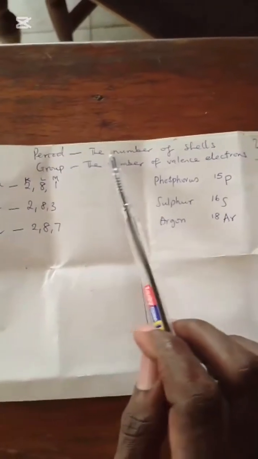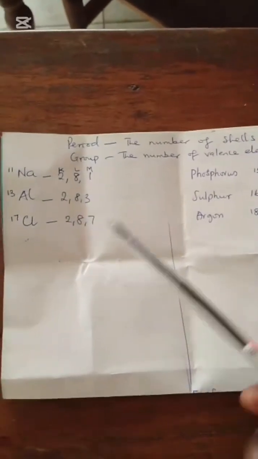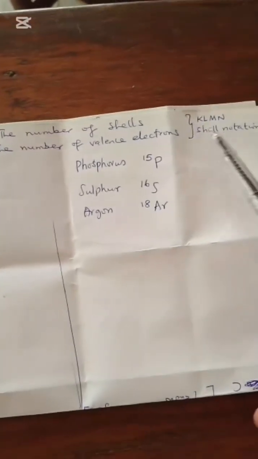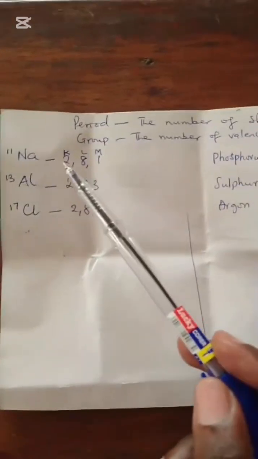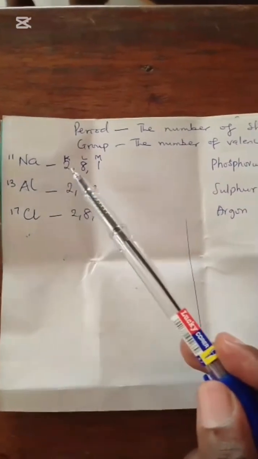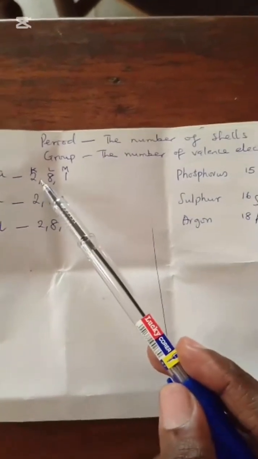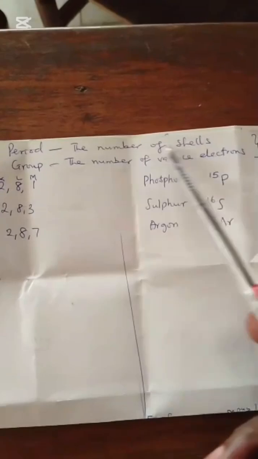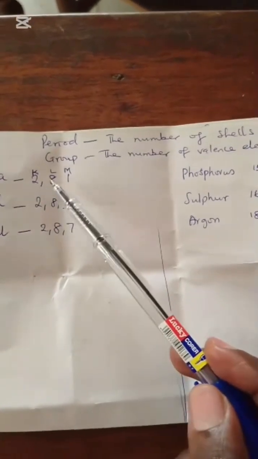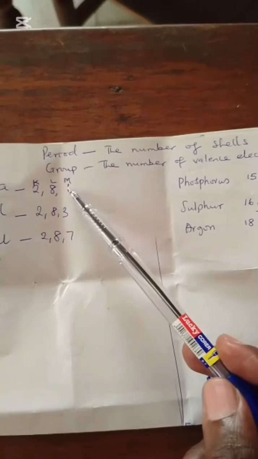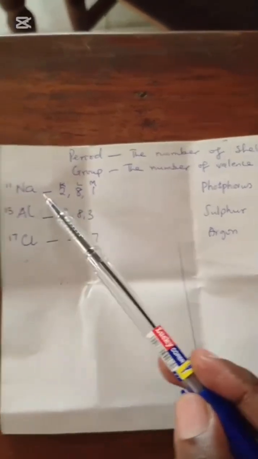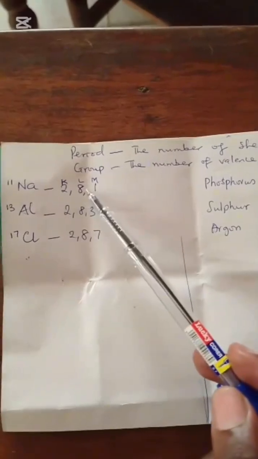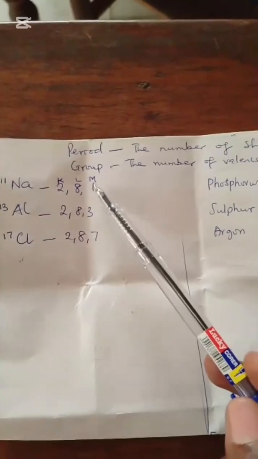Okay, so let's have a little background. Now the period, I want us to be able to predict the period and group it belongs to. So if we use the K, L, M shell notation, sodium of atomic number 11 is 2, 8, 1. So you see it has 3 numbers here: 2 in the innermost shell, 8 in the next shell, and 1 in the outermost shell. So it has 3 shells, so automatically sodium is in the 3rd period. Now the number of valence electrons: sodium has 1 outermost electron, so it's in group 1.